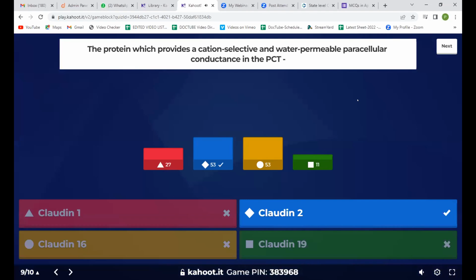Okay, so I know this is a tough one. We have all heard about Claudin 16 and 19 in magnesium reabsorption. Now Claudin 1 and 2 have also been identified, and Claudin 2 is the protein which has been identified to have this property in the proximal convoluted tubule.